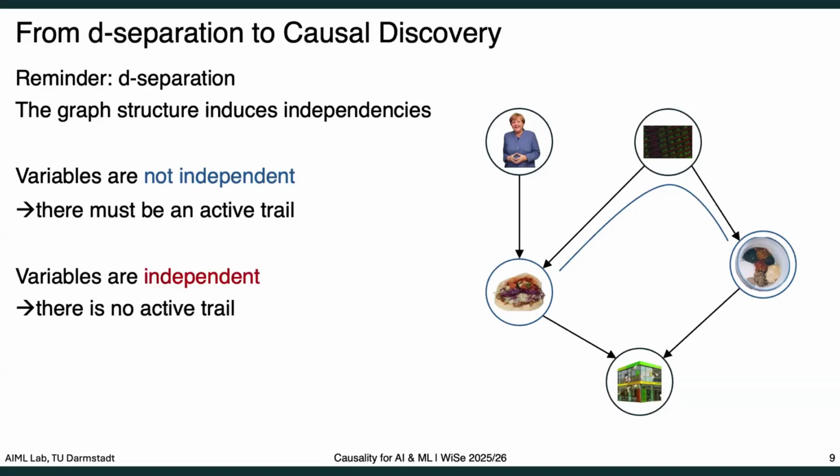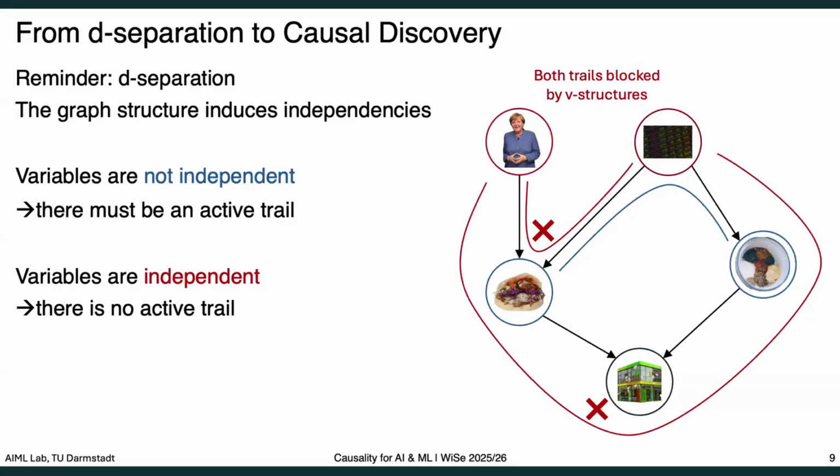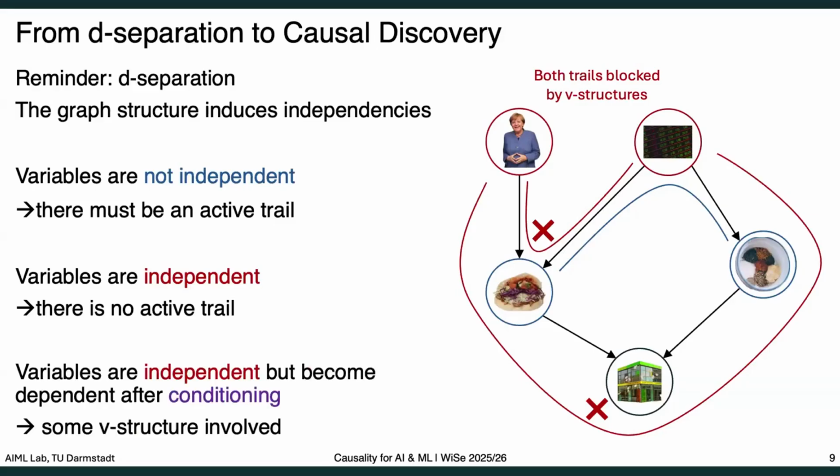On the other hand, we can have independent variables. For example, in the Merkel and economy situation, there would be two active trails, but both are blocked by V structures, one at the Döner and one at the Mensa situation. So this is why these variables would be independent. But for these independent variables, if we have a V structure that connects them and we then condition on that, suddenly they become dependent. And so we know all of that.